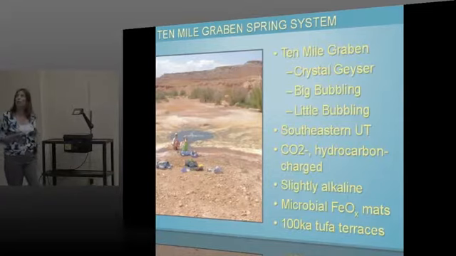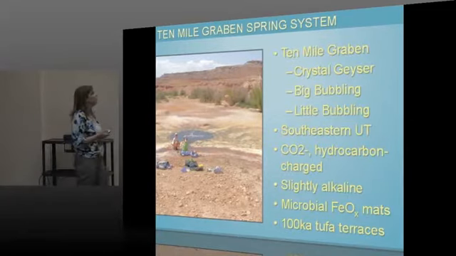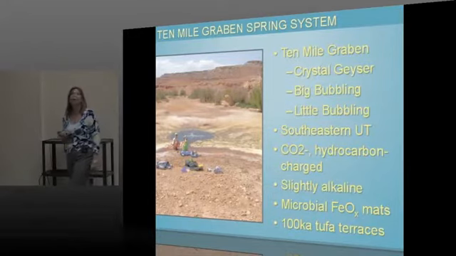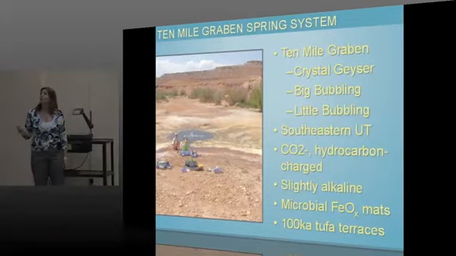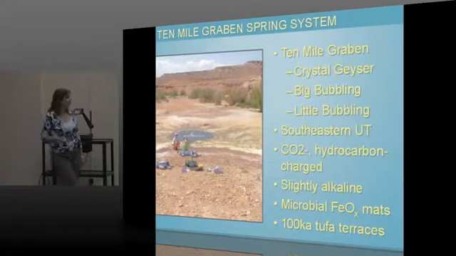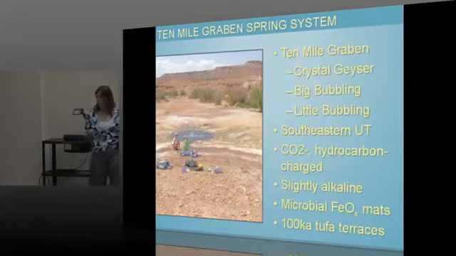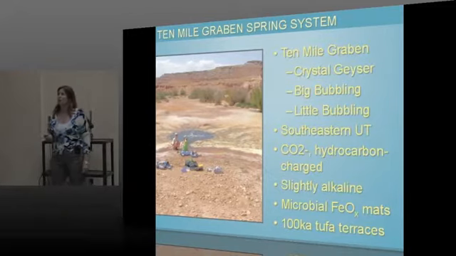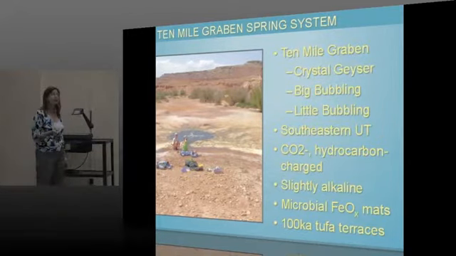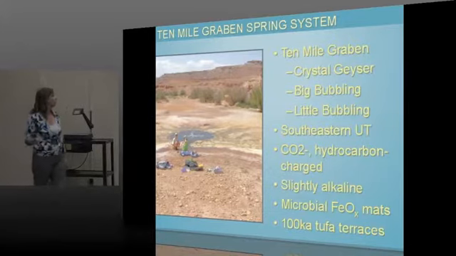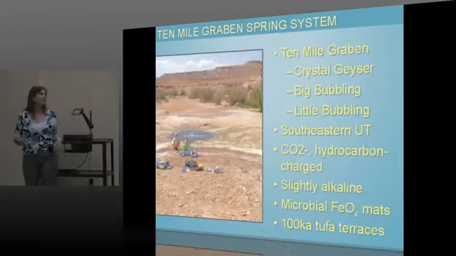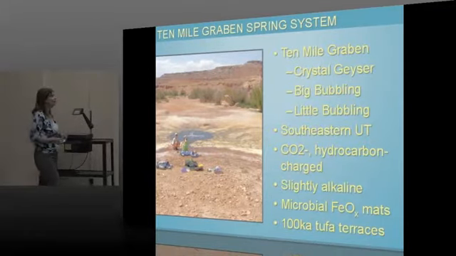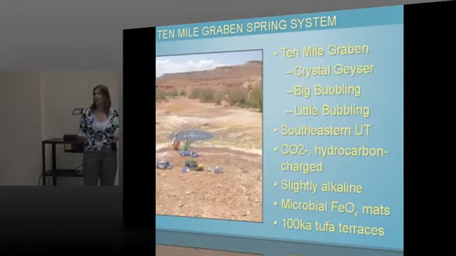All right, so here's my cold spring system. It's in 10-mile Graben, which is in southern Utah in the United States. It's a cold spring system. It's got CO2 and hydrocarbon. It's been in existence for at least 400,000 years. There are abundant tufa terraces that very conveniently somebody else went out and dated, so I know exactly how old these terraces are. I selected a 100,000-year-old tufa terrace to study, as well as modern springs.